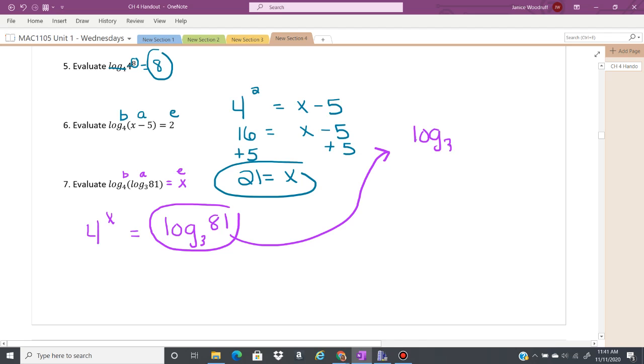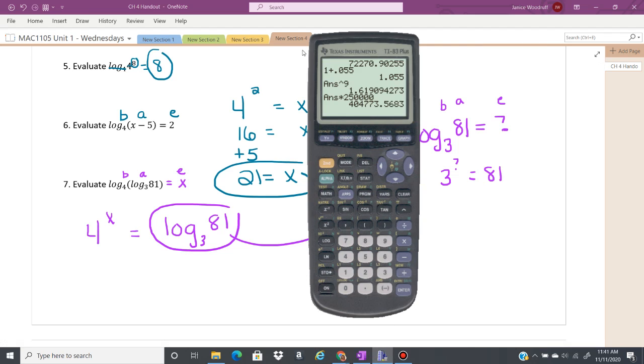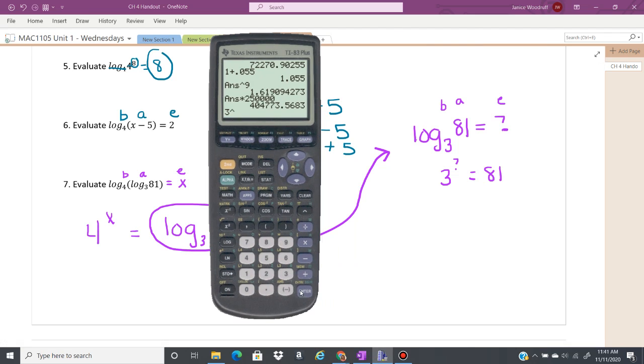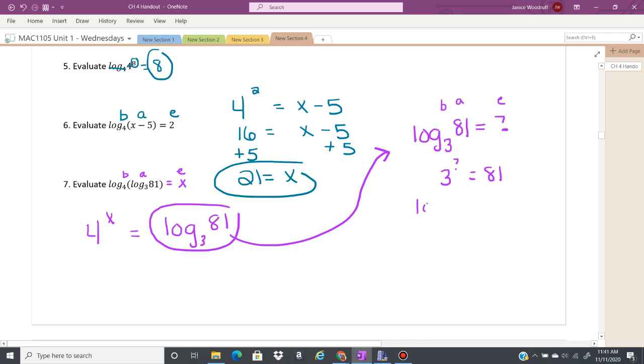I'm going to say, well, what is log base 3 of 81? Well, if 3 is my base and 81 is my answer, 3 to what power is 81? So let's take a look at that. 3 cubed is 27. 3 to the 4th is 81. So log base 3 of 81 is 4. 3 to the 4th is 81.